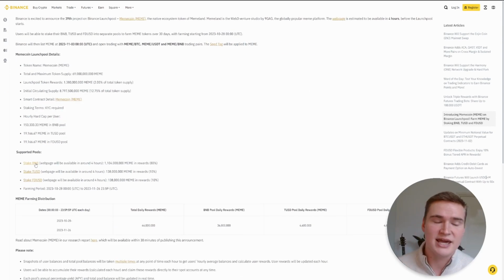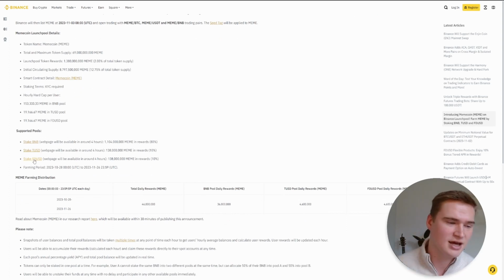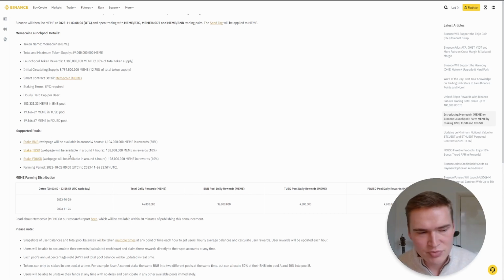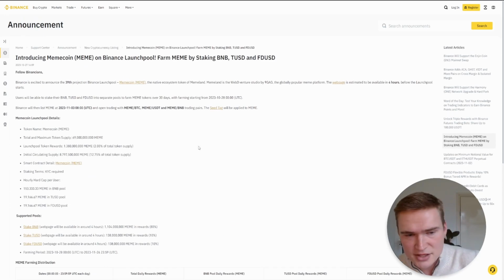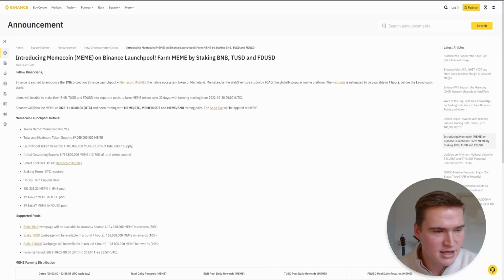Then you can either stake BNB, which is the preferred method, because most of the meme coins are in rewards for staking BNB. But you can also stake First Digital US dollar and True US dollar, two different stablecoins. Most people will probably stake BNB, and that's how you can get the tokens. You will get a certain percentage, and you can farm those tokens by just staking your BNB. Then the trading starts, I believe they will list it on the 3rd of November, in the morning, UTC time zone. So you can now farm the token by staking different stablecoins or BNB, and then you'll have the tokens.